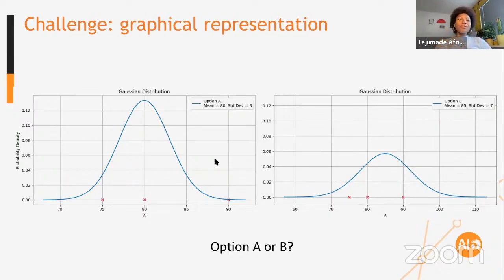Now seeing it graphically, I'm asking you again: given the 3 data points, 75, 80, and 90, which of these two Gaussians has the highest likelihood of generating these 3 data points? I mean, they both could have generated it, but which one is more likely to have generated it? I see people changing their options. Before we had B, now we had A. Okay, this is nice.